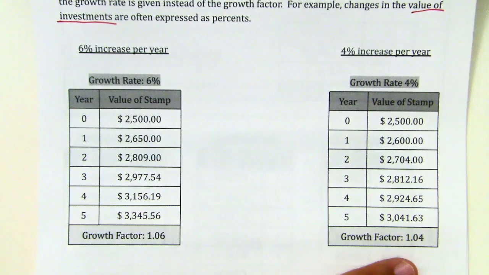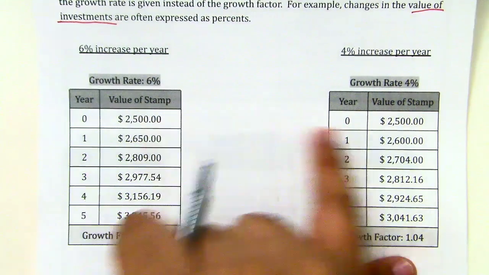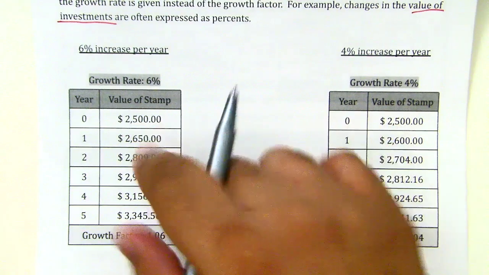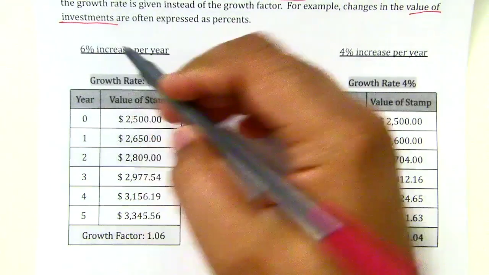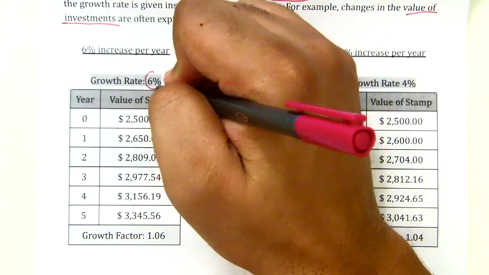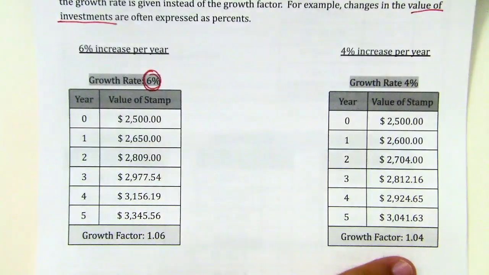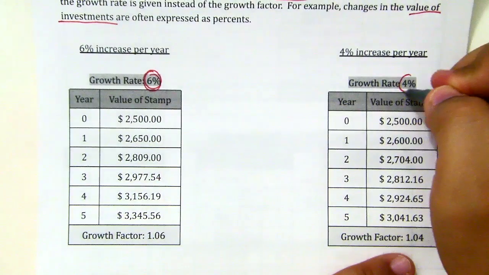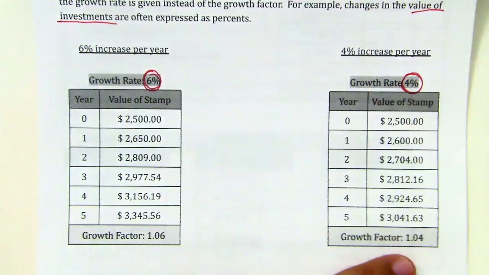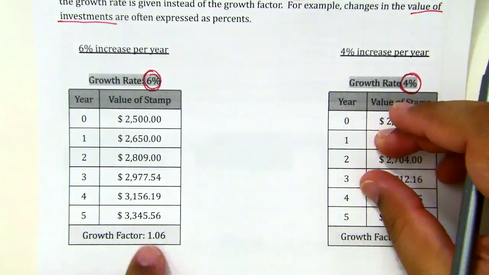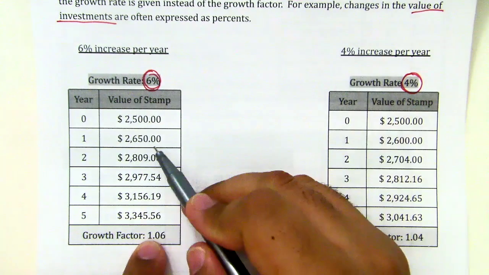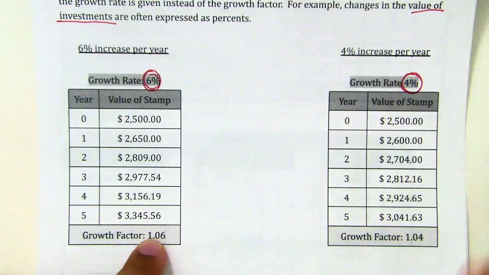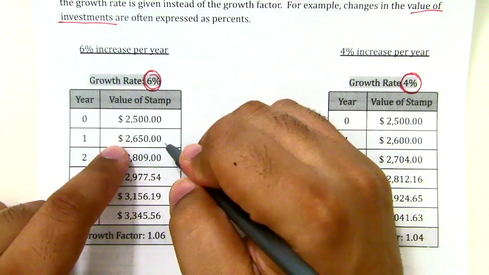The stamp started off with a value of 2,500 in both of these scenarios. The one on the left-hand side had that 6% interest rate, so the growth rate was 6%. The one on the right-hand side had a growth rate of 4%. And what we did was find out what the growth factor was. The growth factor in this case was 1.06. The way that we found that is, remember, you always divide successive terms.